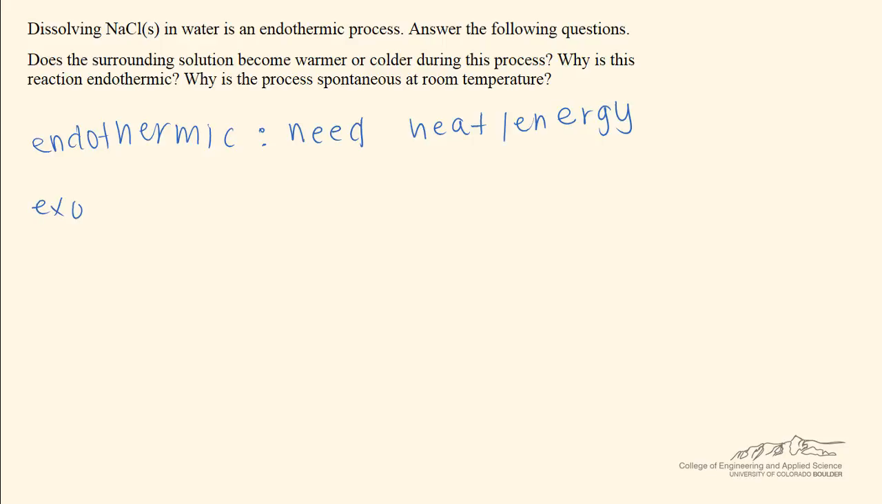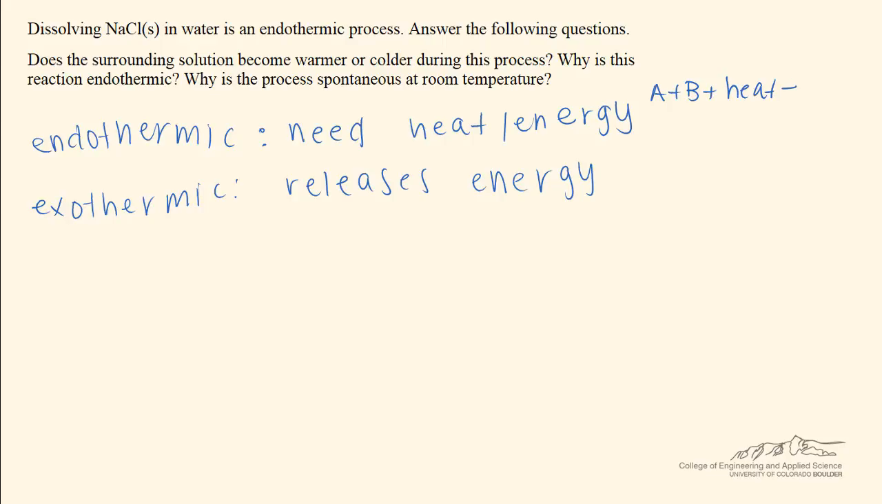This contrasts exothermic reactions, which release energy. And sometimes you may see an endothermic reaction written as A plus B plus heat forms C plus D, and the reason is because heat is an input. This is needed to drive the reaction. You'll also see reactions written as A plus B forms C plus D plus heat, and this is describing an exothermic reaction where heat now becomes an output.